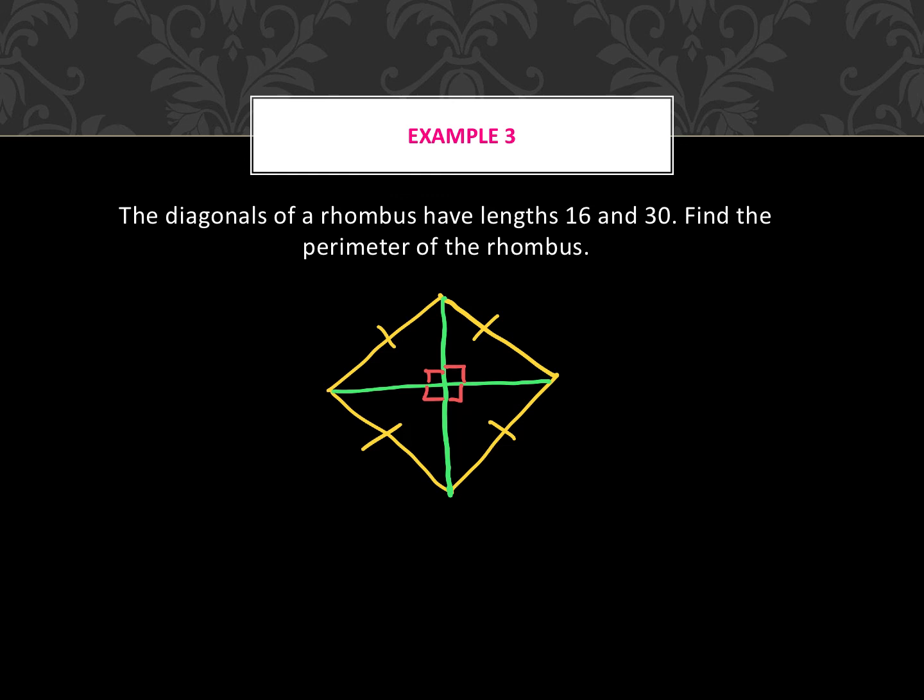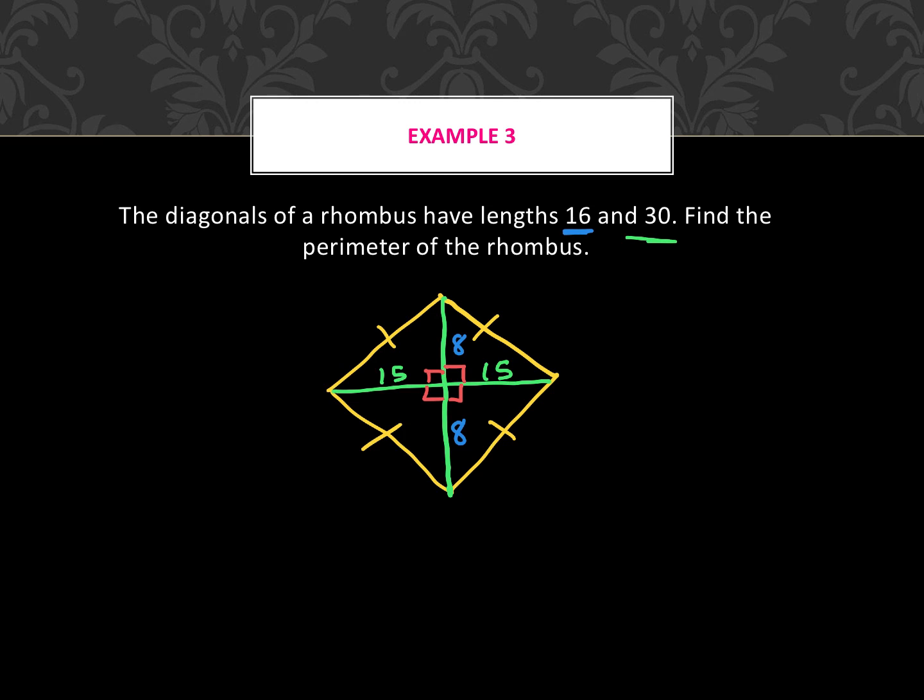I also know that since all rhombuses are parallelograms, and the diagonals of a parallelogram are bisected, once I take this 16 and split it, I could say that this is 8 and this is 8. And then if I split the 30, this would be 15 and 15. Now I've got 4 little right triangles. They all have the same legs. So I need to find the length of the hypotenuse.